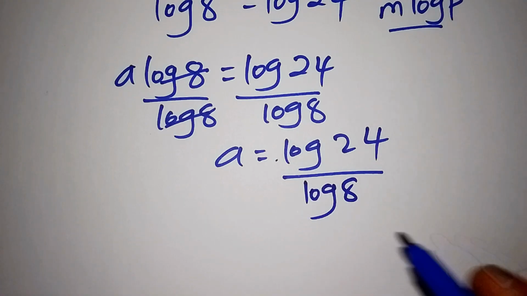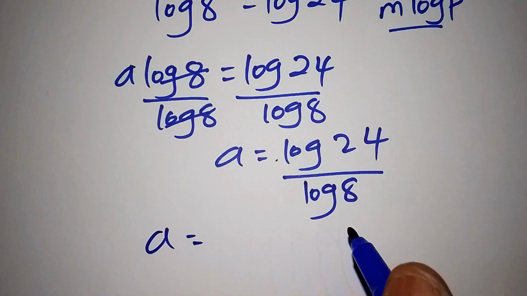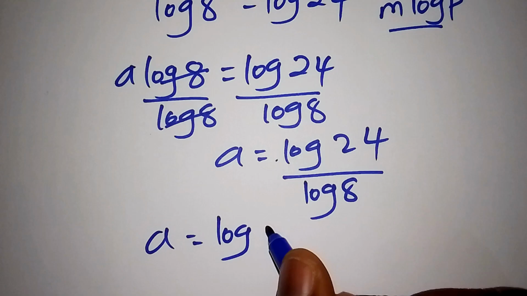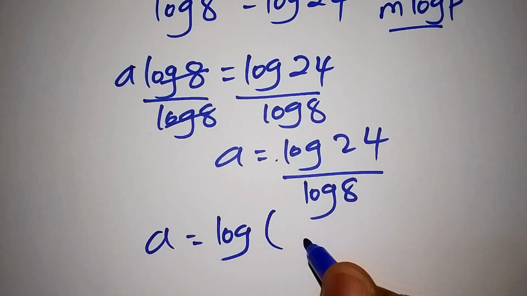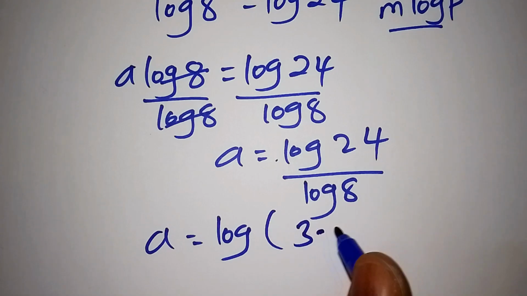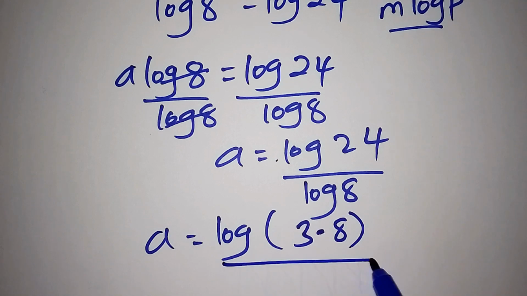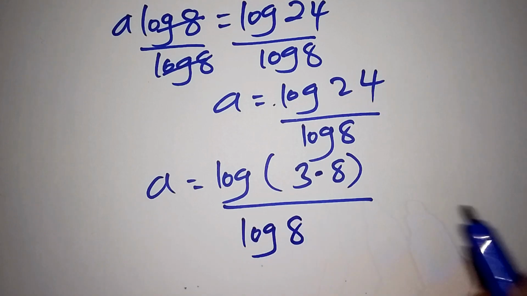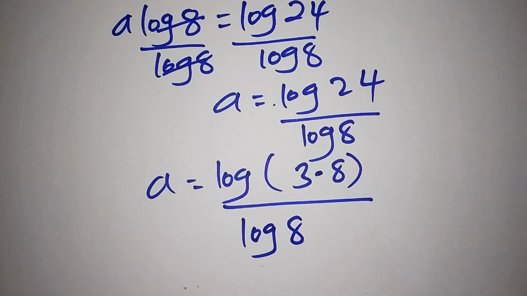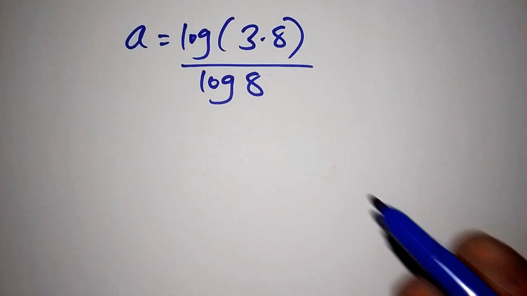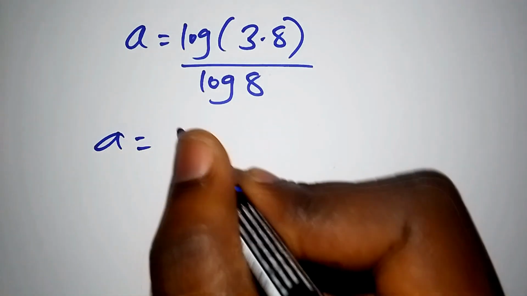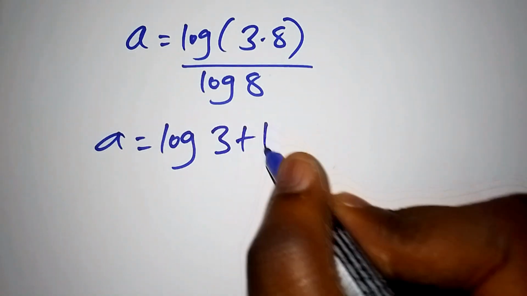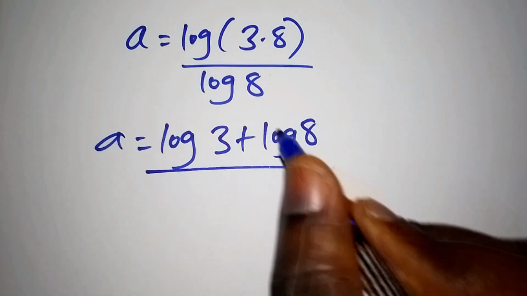The next step: our value for a equals the log of 24, which can also be written as the log of 3 multiplied by 8, all over the log of 8. Next, the value for a now equals, the log of 3 multiplied by 8 can also be written as the log of 3 plus the log of 8, then all over the log of 8.